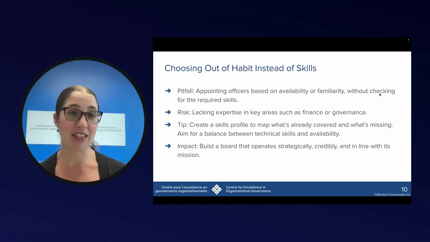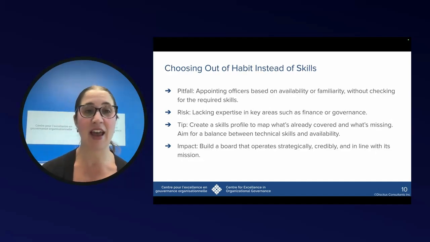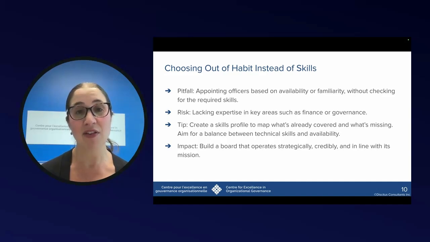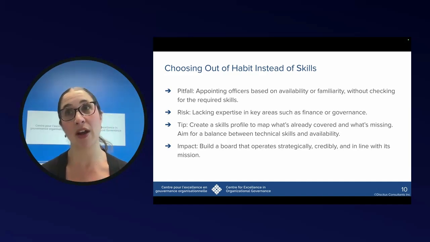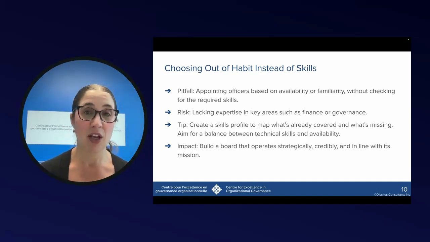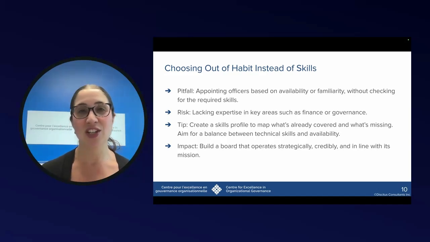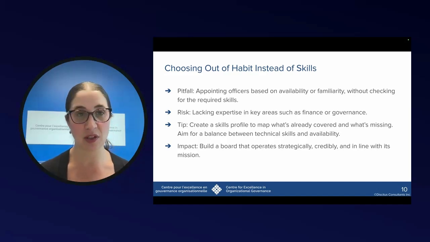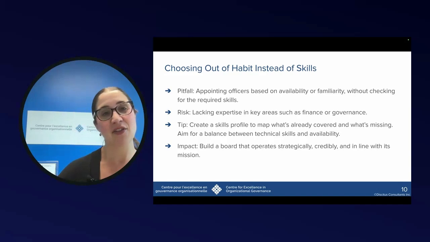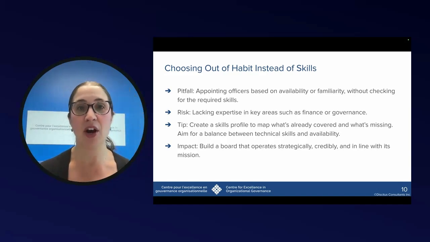Choosing out of habit instead of skills. The pitfall here that I have for you is appointing officers based on availability or familiarity without checking for the required skills. For example, you might have a board chair that is available, has the time, is familiar with the organization, but does not have the required skills, for example, to properly provide oversight to the executive director's role. There's a lack of required skills here for the job of the chair.